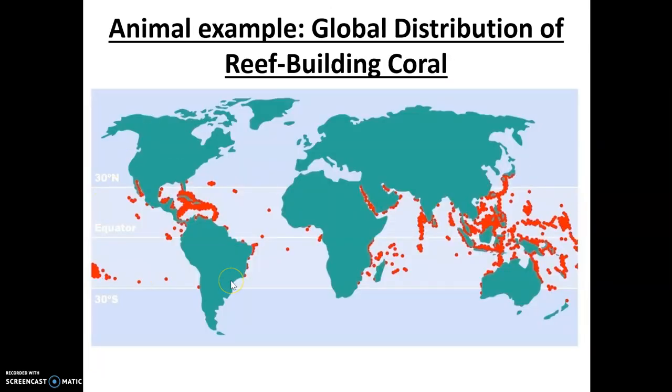And one example of a distribution of a specific species is this picture showing the global distribution of reef-building corals. And this is an example of an animal. In the guide it says that you should know both an animal example and a plant example. So this will be your animal example because the coral is actually an animal. But you can see these red dots indicating where the reef-building corals are found. And we can see that they're only found in more tropical areas, right? So they have a certain distribution. They're not just all over the place.